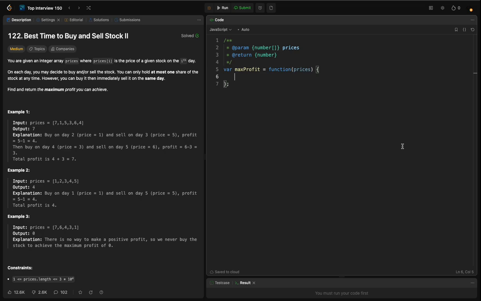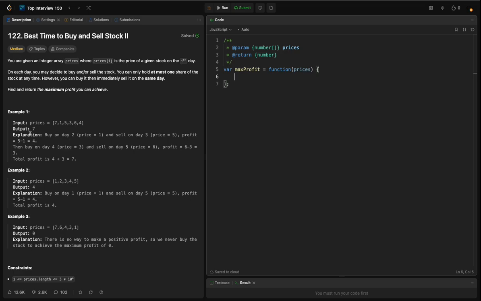medium one. You are given an integer array called prices, where prices[i] is the price of a given stock on the ith day. On each day, you may decide to buy and/or sell the stock. You can only hold at most one share of the stock at any time. However, you can buy it and then immediately sell it on the same day if you want. Find and return the maximum profit you can achieve.